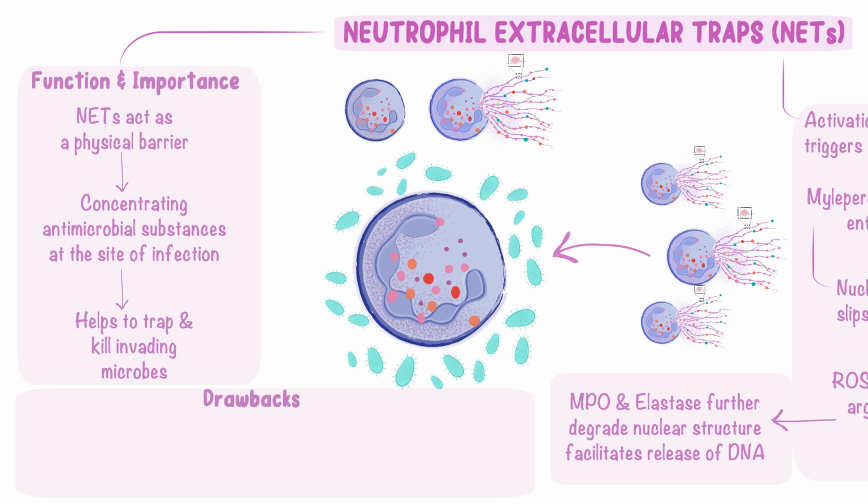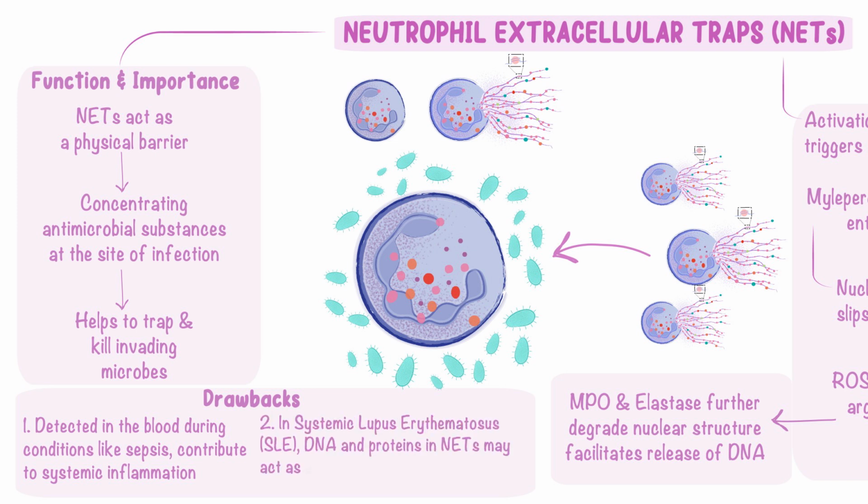NETs have been detected in the blood during conditions like sepsis, where they can contribute to systemic inflammation. Additionally, the release of nuclear material into the extracellular space can potentially trigger autoimmune responses. In diseases like systemic lupus erythematosus, the DNA and proteins in neutrophil extracellular traps might act as autoantigens, leading to an immune reaction against the body's own tissues.